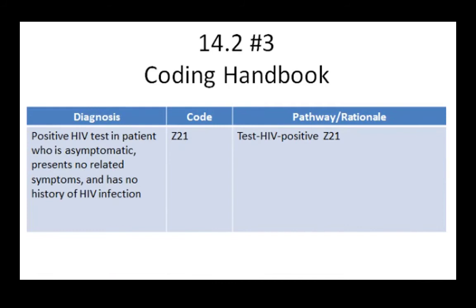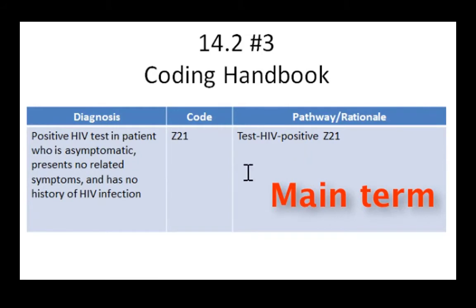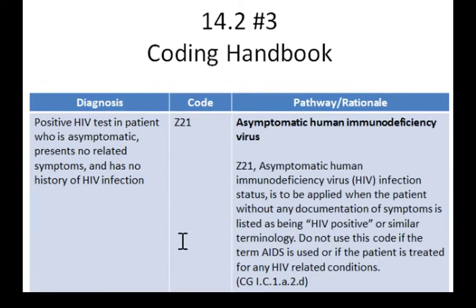The next example is a positive HIV test in a patient who is asymptomatic, presenting no related symptoms, and has no history of HIV infection. The only thing he has is a positive test. So the test is your main term, HIV, positive, giving you Z21. And the guideline for that is an asymptomatic HIV. You've got a very specific guideline telling you to use Z21.